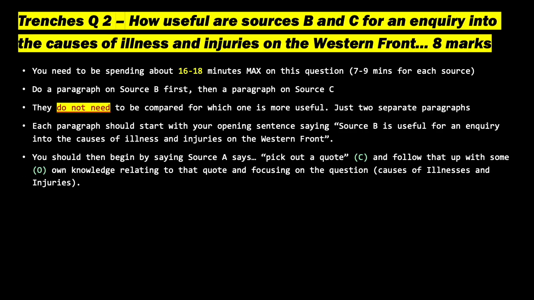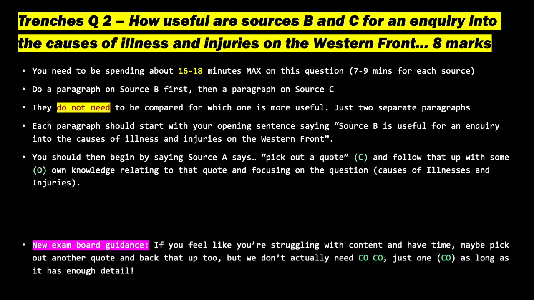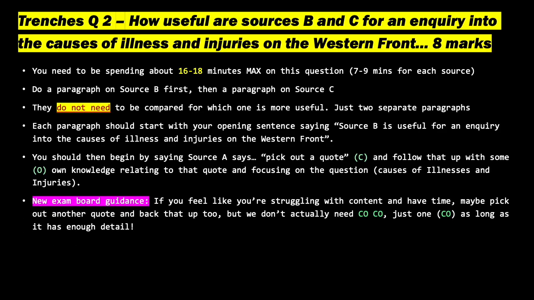All right, then begin by saying the easiest way into it is source A says. Pick out a quote from source A, that will be your content, remember, and then follow that up with some of your own knowledge relating to that quote, but keep it focused on the question, in this case, causes of illnesses and injuries. Continue again by saying source B also says, so pick out your second quote, and again back that up with some own knowledge relating to the quote and the focus of the question. So now we've got COCO, essentially, CO.